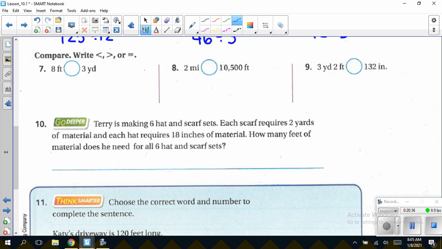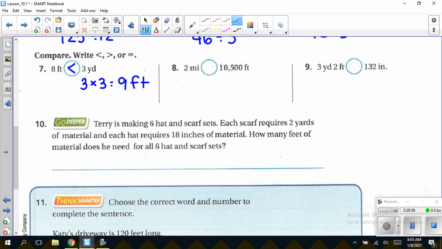And I know that there are 3 feet in 1 yard, so horse to fly, I have 3 yards times 3 feet in 1 yard. That does give me a total of 9 feet. So now I can compare 8 feet and 9 feet. Well, I know 8 feet is smaller than 9 feet, so the less than symbol.